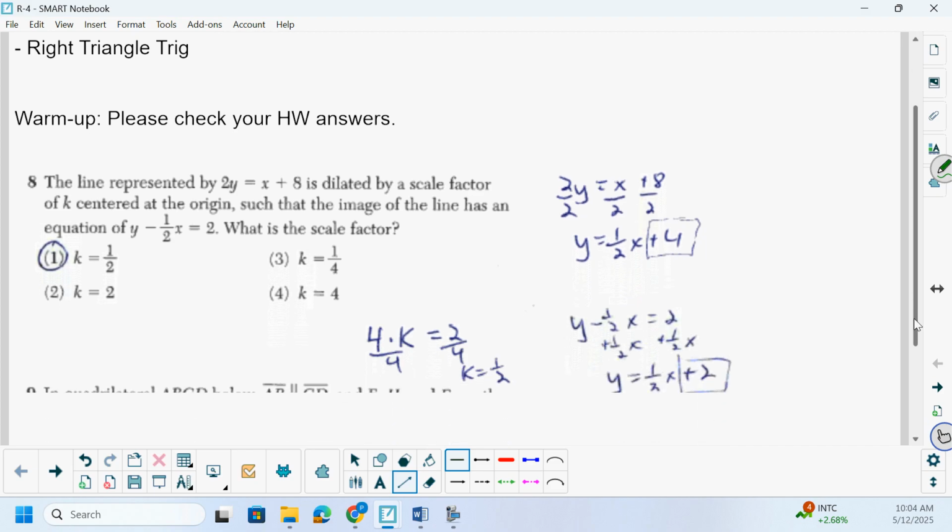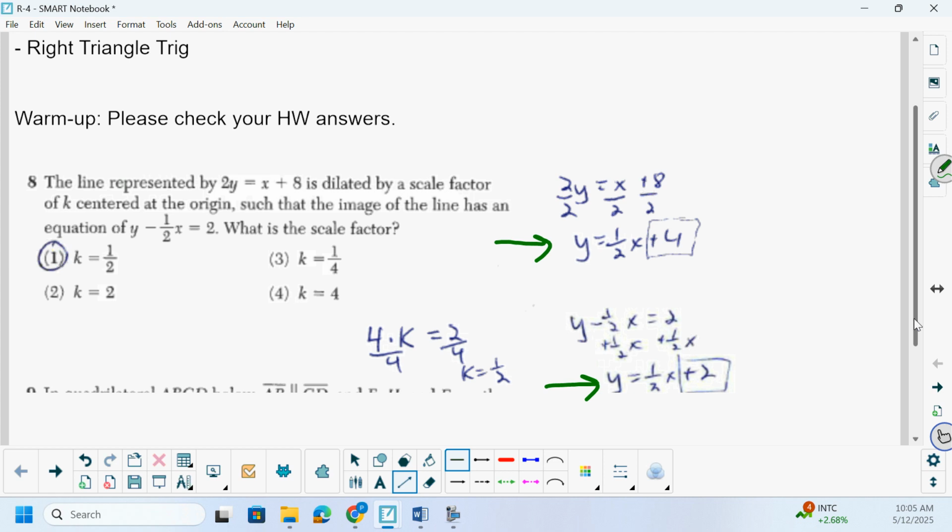And we'll start by going through number 8 from the homework. So one of the main topics from the homework was dilating a line. Usually it is centered at the origin. So in that first equation, divide the 2 over, and we end up with y equals 1/2 x plus 4. In the new equation, add the 1/2 x over, and we get the new equation of y equals 1/2 x plus 2.